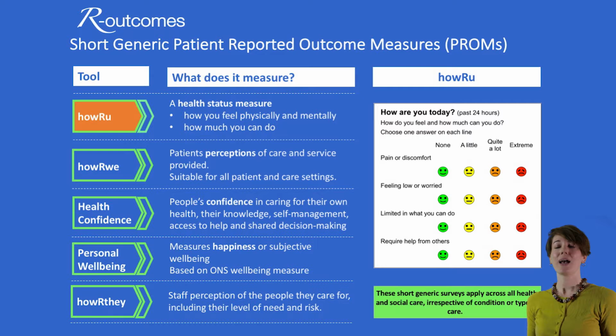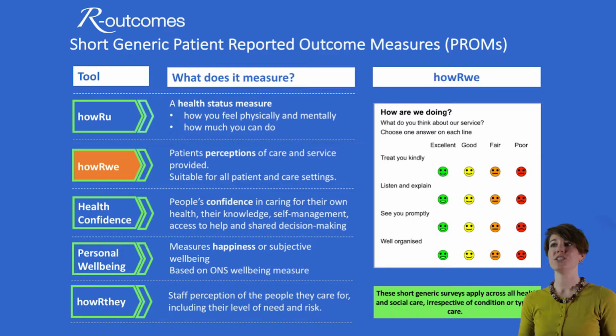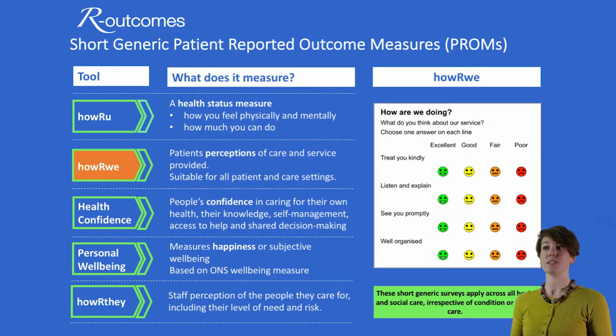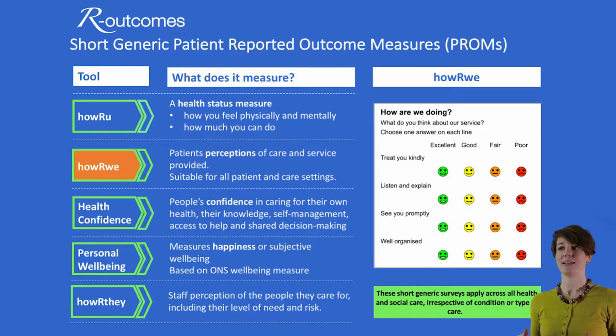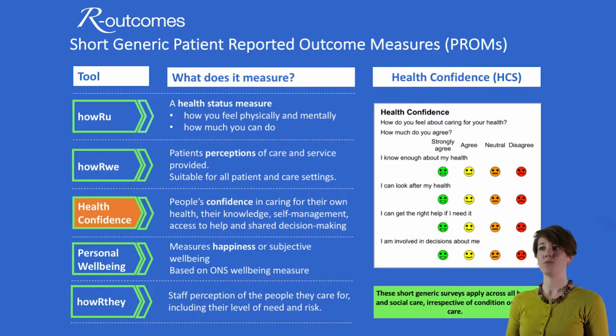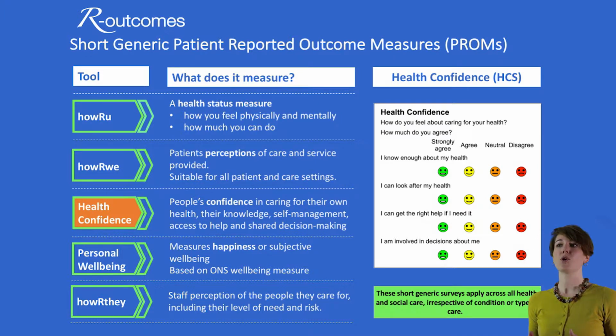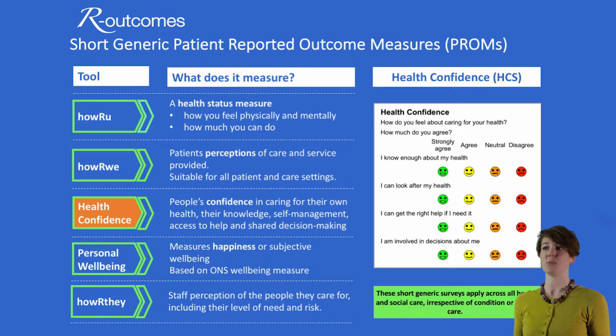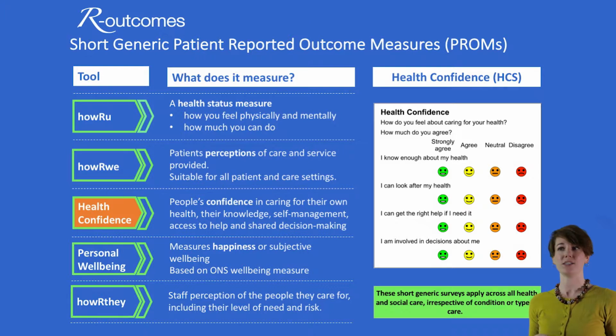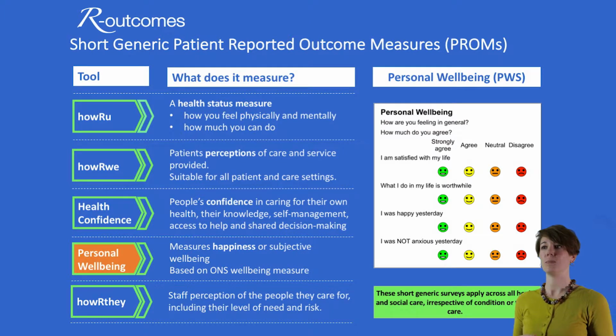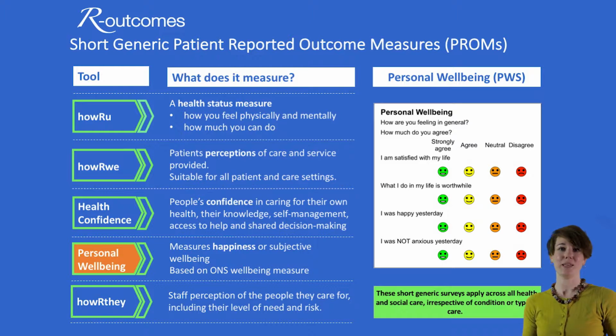you can do. How are we, which measures patients' perceptions of care and the service that is provided, and this is suitable for all patients and all care settings. Health confidence, which looks at people's confidence in their knowledge, self-management, access to help and shared decision-making. And personal well-being, which measures people's happiness or subjective well-being. And this is based on the ONS wellbeing measures.